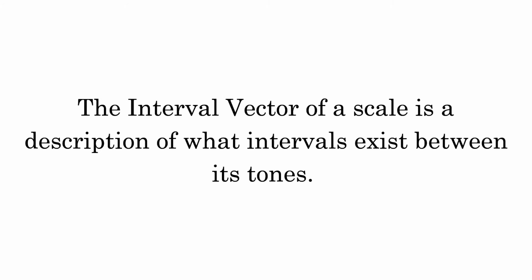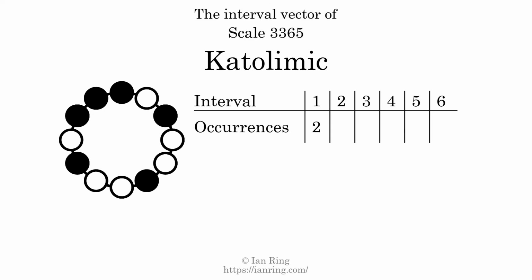The interval vector of a scale is a description of what intervals exist between its tones. There are 2 intervals with a size of 1 semitone. They are here and here. There are 3 intervals with a size of 2 semitones. They are here, here, and here. There are 4 intervals with a size of 3 semitones. They are here, here, here, and here.